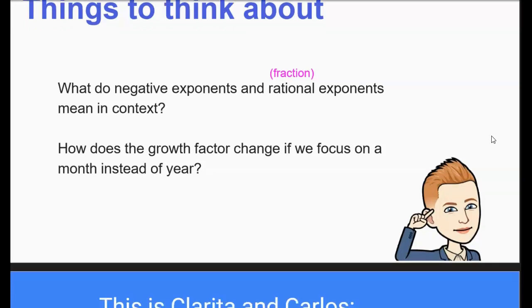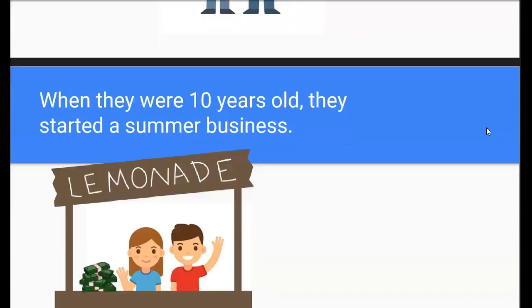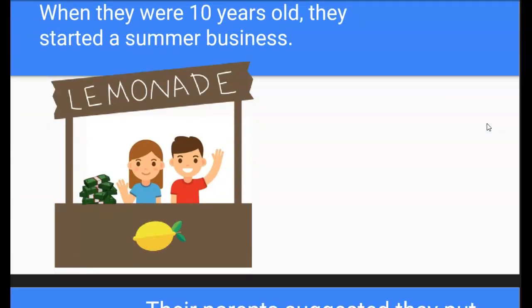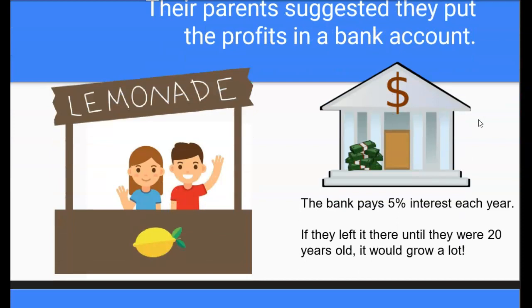So we'll start with a story today. This is Clarita and Carlos. They are twins and entrepreneurs. When they were 10 years old, they started a summer business and they made all this money over here. And their parents suggested they put that money in a bank account. Now the bank account pays 5% interest each year.